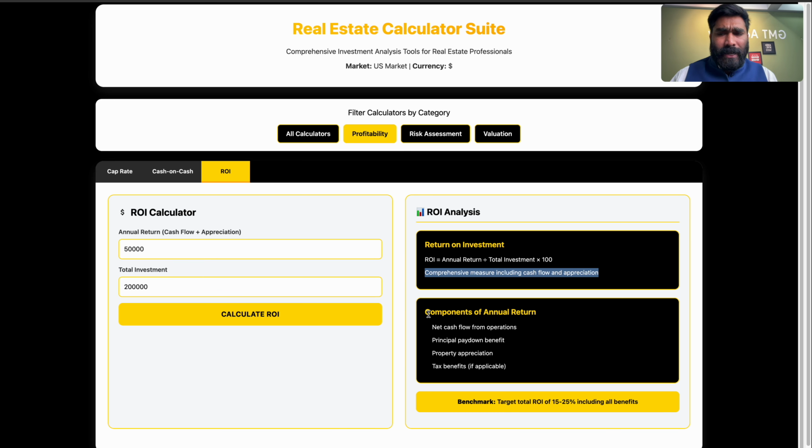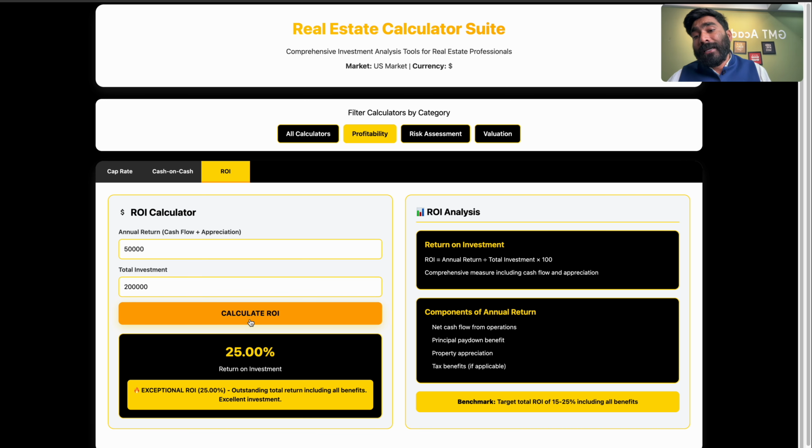So let's calculate now. We have annual return. Let's say we have received 500k from the property investments, and against that 50k cash flow plus appreciation we have received from the property, and total investment was 200k. So 2 lakhs was invested and 50k is what we have received. So let's calculate ROI. So ROI would be 25%. So 25%, of course, we will treat as exceptional, outstanding total return including all benefits, and an excellent investment.